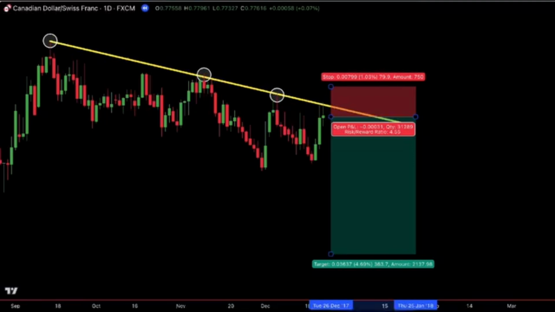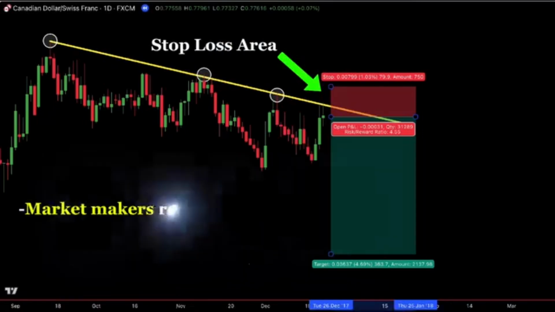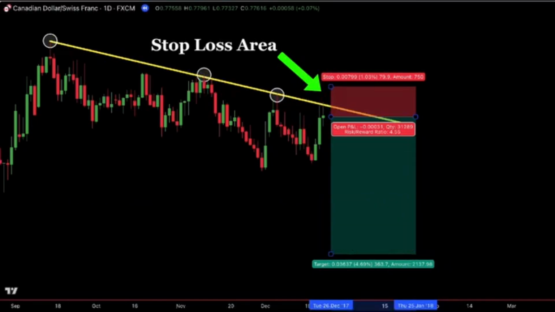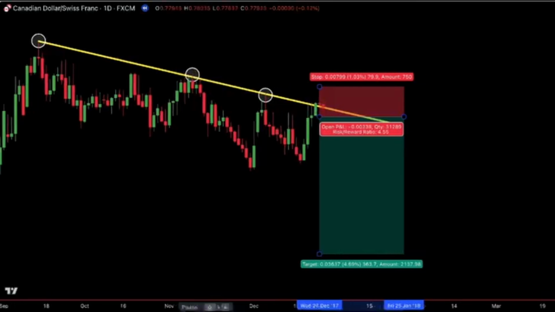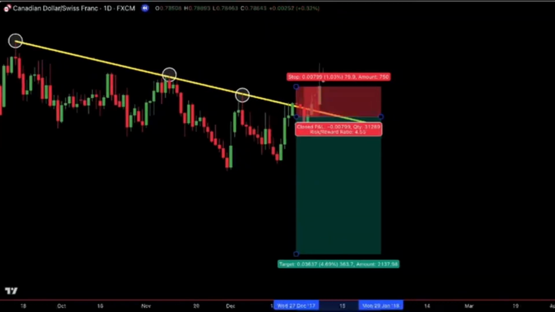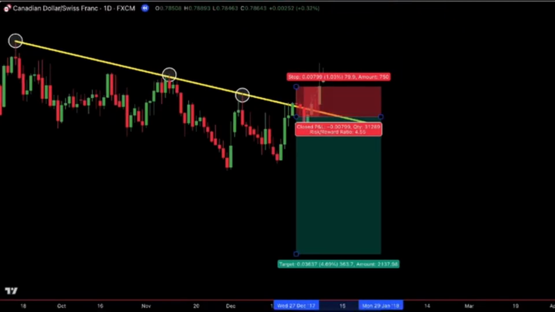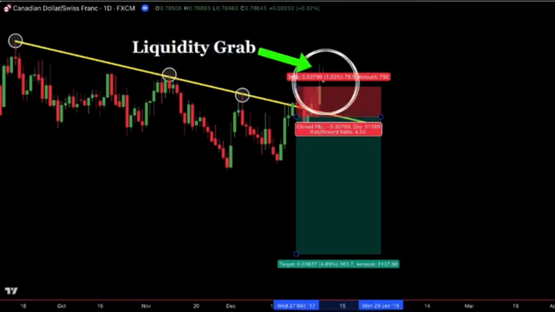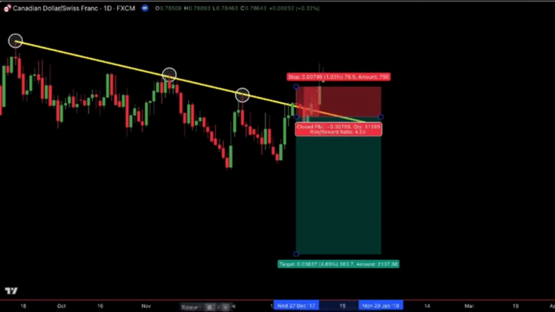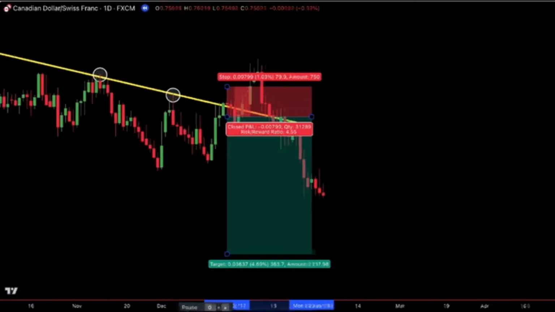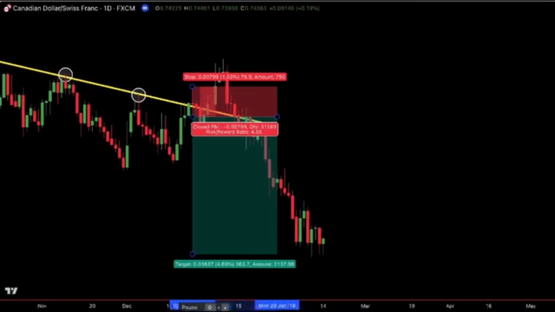You're not alone. Many traders are using the same trend line, placing their stop losses just beyond it. Market makers recognize this predictable behavior and see an opportunity to create a liquidity pool. Instead of bouncing as expected, the price breaks through the trend line. Your stop loss is triggered, and you think, it's a trend line break, I was wrong. But this isn't a genuine break. It's a liquidity grab. Market makers use the liquidity from triggered stops to fill their own positions. Once they've collected enough liquidity, the price reverses and resumes the trend you originally anticipated. But now you're out of the trade, and the market makers have taken control.